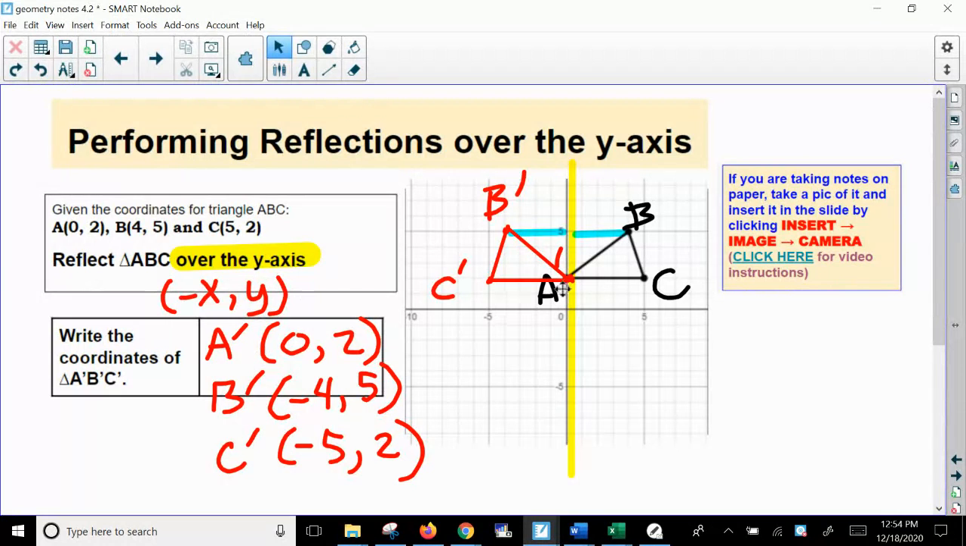So point A was on the y-axis, which is the line of reflection. So when we did the reflection, point A and A prime have the same coordinates. B and B prime change coordinates. Again, you could just use the graph if that's better for you, or you can use the coordinate rule. And know that point B stayed in the same spot, just on the other side of the reflection line.